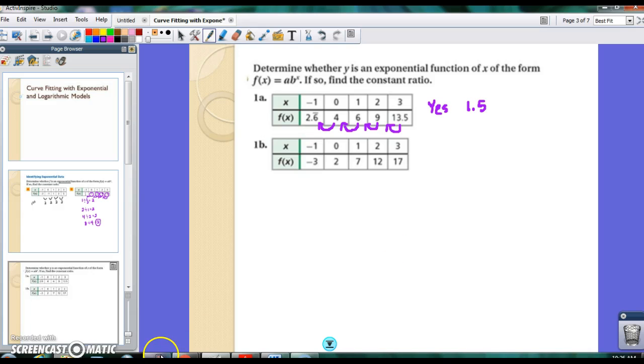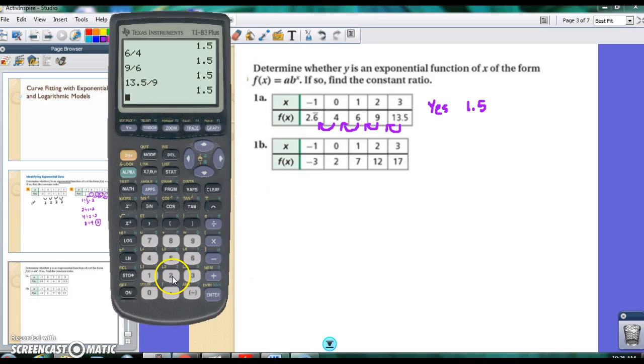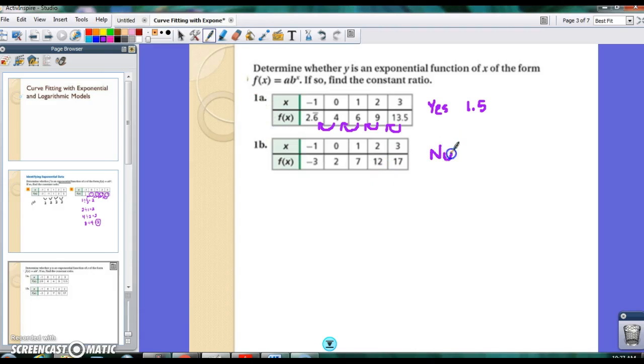Okay, let's look at B here. I'm going to do the same thing. I'm doing 2 divided by -3. That gives me -0.6 repeating. Then I'm going to do 7 divided by 2. Oh, and that gives me something totally different. I don't even need to do the rest of it because already I have two things that aren't the same. So the answer here would just be no.